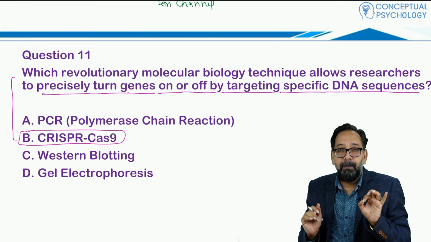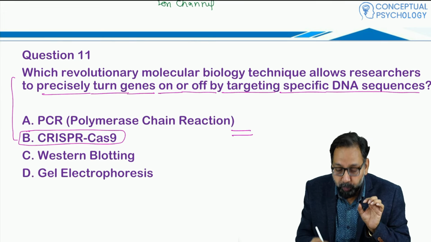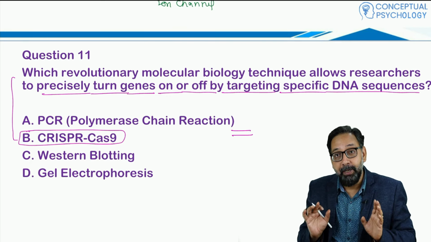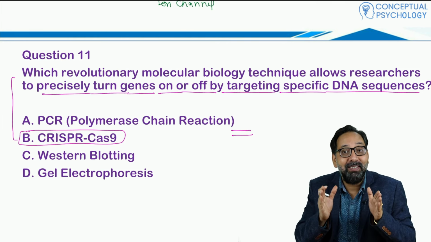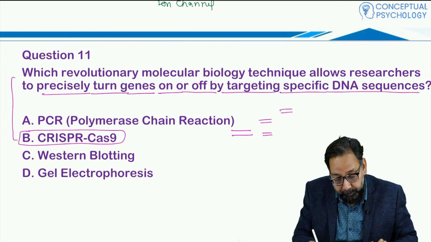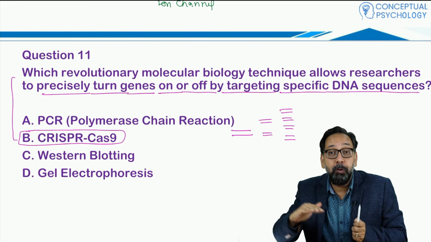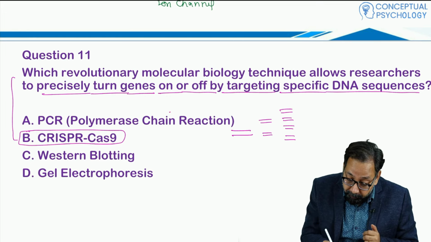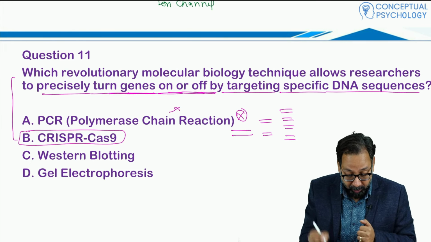Option A, PCR, polymerase chain reaction, is used to amplify a target DNA. Suppose I give you a short DNA and I ask you to give me multiple copy of this target DNA. You can use it in a test tube or thermocycler, and you can amplify this double-stranded DNA multiple times. 1 to 2, 2 to 4, 4 to 8, 8 to 16, means exponential growth would be there. In a short time, you will find multiple copies of target DNA. So this is the main function of PCR. It is not related to turn genes on and off, so you can easily rule out.